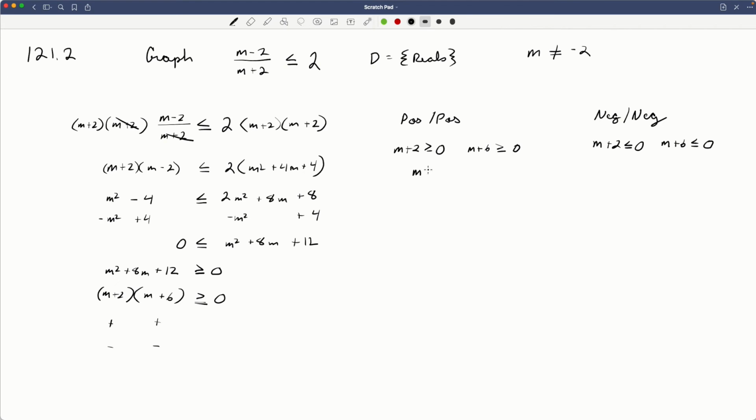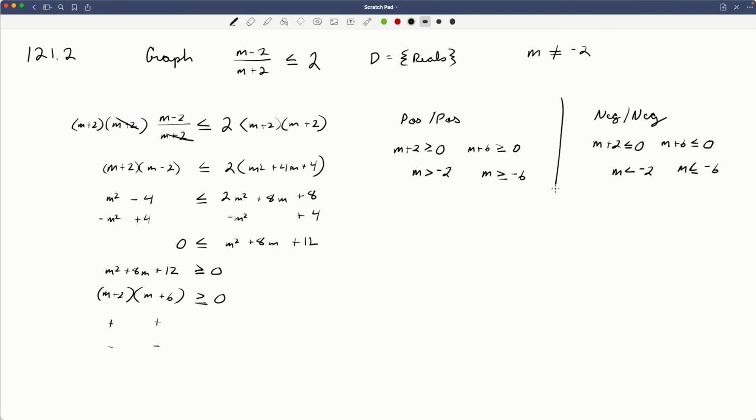m is greater than negative 2. Notice I didn't put the equal to because we know it can't be equal to. So I'm just taking care of that ahead of time instead of at the end like I did with the previous problem. m is greater than or equal to negative 6. m is less than, and I'm not going to put the equal to in here, negative 2 because of this right here. And m is less than or equal to negative 6.